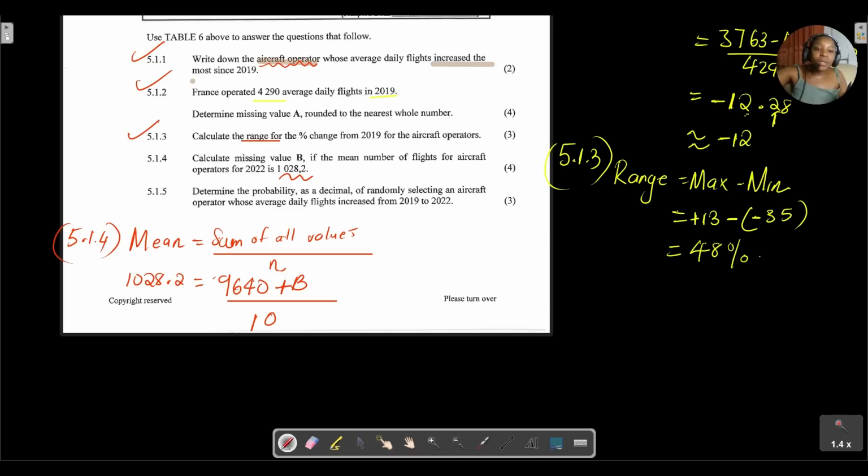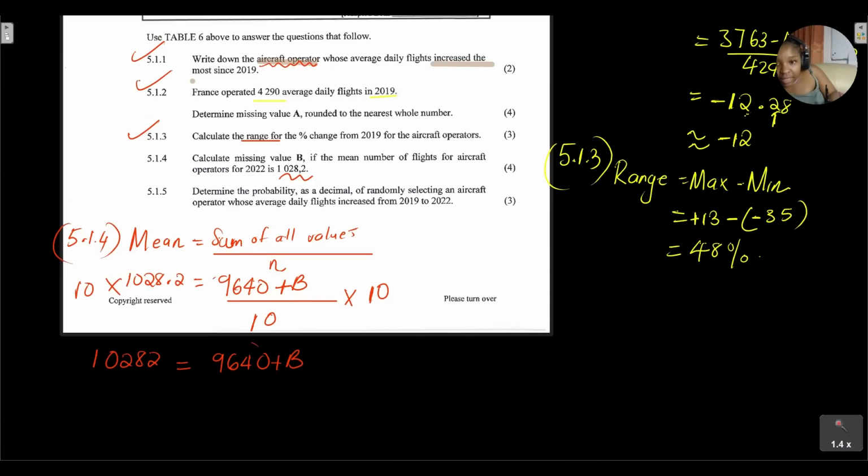Then all that we want to do now is solve for B. So we're going to do the inverse, multiply by 10 to get rid of the 10 on the right hand side. So 10 multiplied by 1028.2, you get 10282, which is equal to 9640 plus B. Then from there, this 9,640 goes to the other side. So it's going to be 10282 minus 9640 is equal to B.